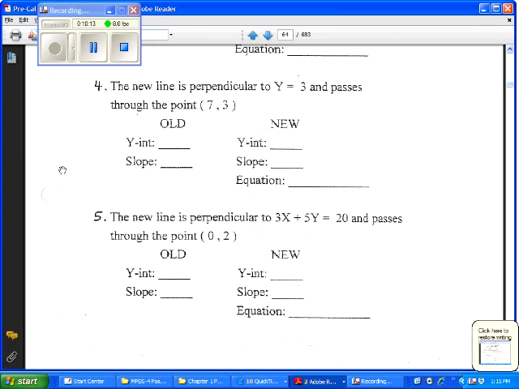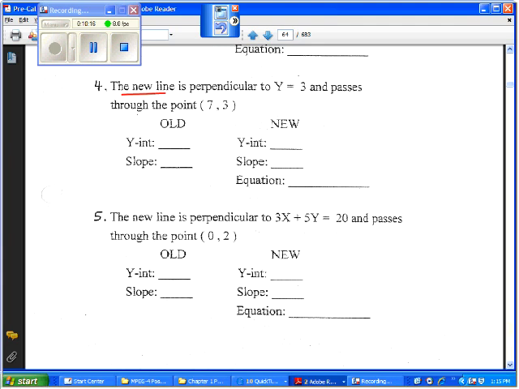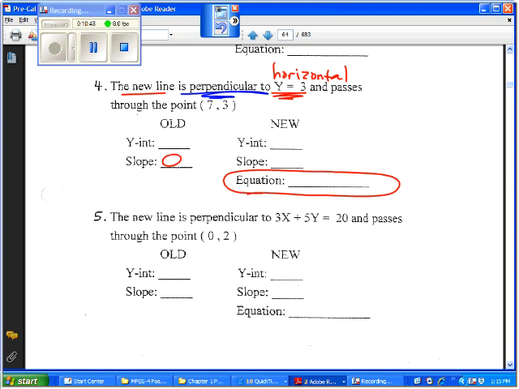All right, number 4. The new line, again, we want to write the equation of the new line. That's our job. It says perpendicular, so we're thinking inverse reciprocal slopes. But then it gives us a horizontal line because it's y only. This is my old one. My old one is y only. It's horizontal. And what is the slope of every single horizontal line? 0. And the y-intercept on a horizontal line is that constant y value 3.